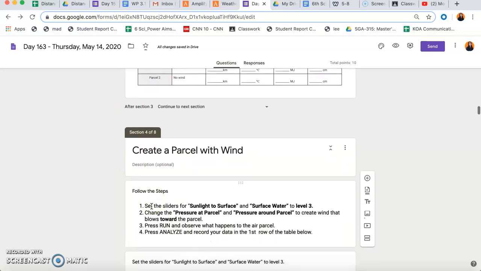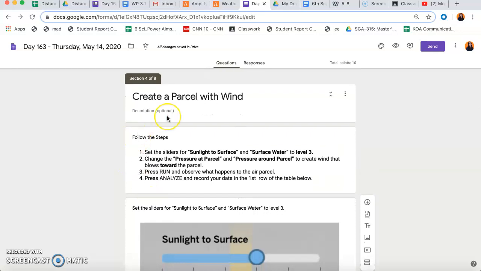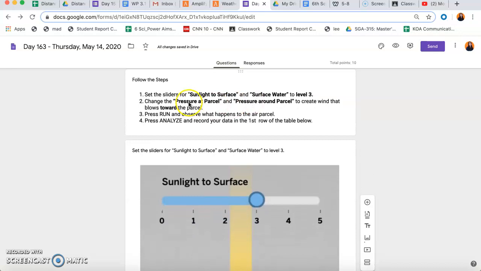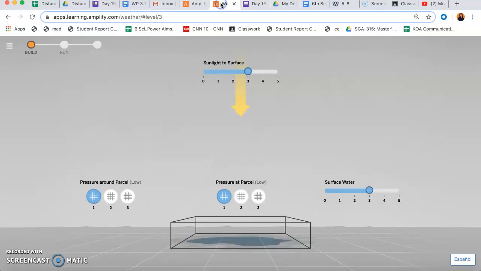Okay, so the first thing we're going to do is create an air parcel with wind. Here are the steps we're going to follow. Step 1, set the sliders for sunlight to surface and surface to water to level 3. It looks like it's already set at level 3 for sunlight to surface, and my surface to water is already at a level 3.